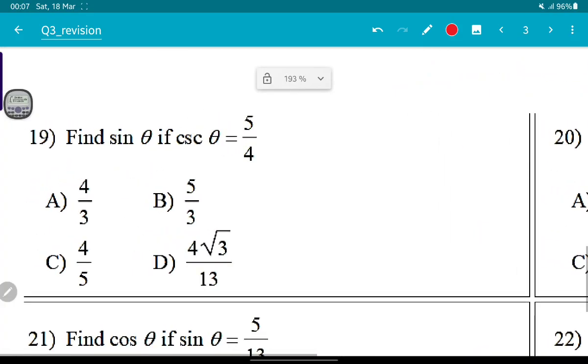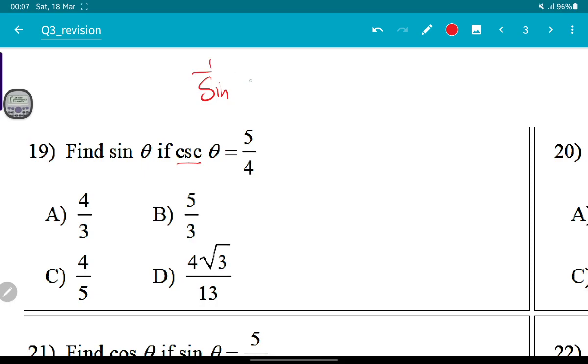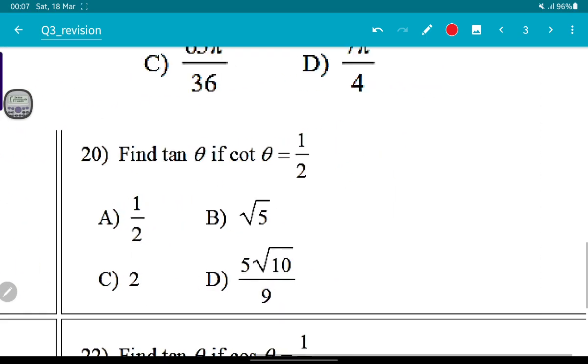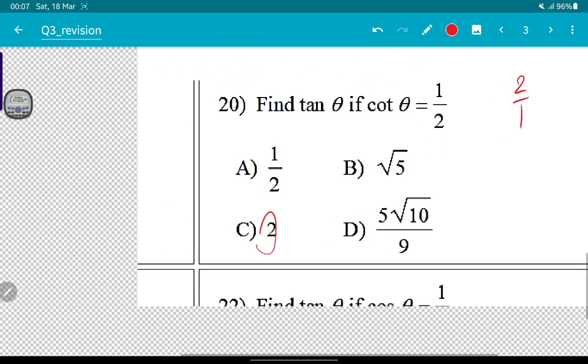Okay, we said that the reciprocal of the sine is cosec. Sine, the reciprocal 1 over sine, is cosecant. So the one that starts with s, the reciprocal starts with c. So if we have the cosec, you switch this to be 4 over 5. Tan and cotan are reciprocal, so tan will be 2 over 1, which is 2.